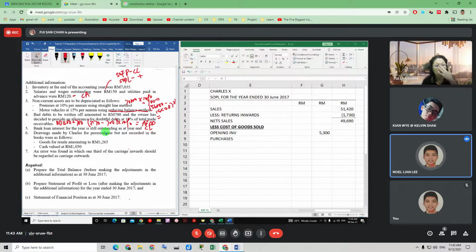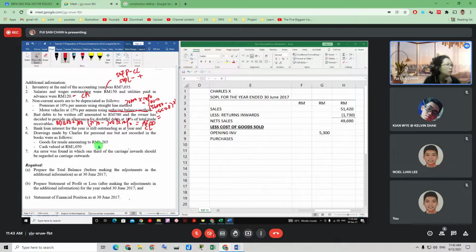Yes, right, because we haven't paid, no? But it's our current year interest. It's just that we haven't paid. So it's our current year interest on loan. Okay, drawings made by Charles for personal use but not recorded in the books were as follows.